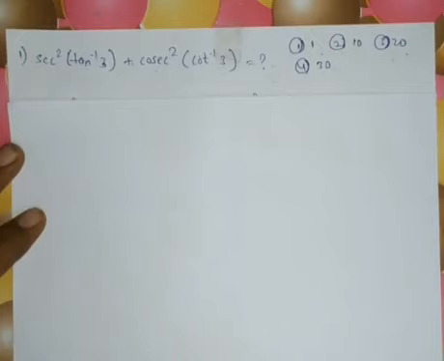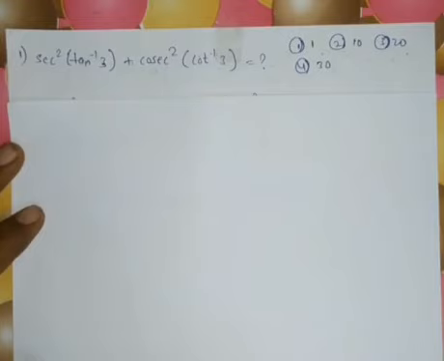So we will see some questions for ESET. The first question is: secant square of tan inverse 3 plus cosec square of cot inverse 3 is equal to how much? The options are: first option is 10, second option is 20, third option is 30, and the fourth option is 40. We have 4 options, and here is the question.